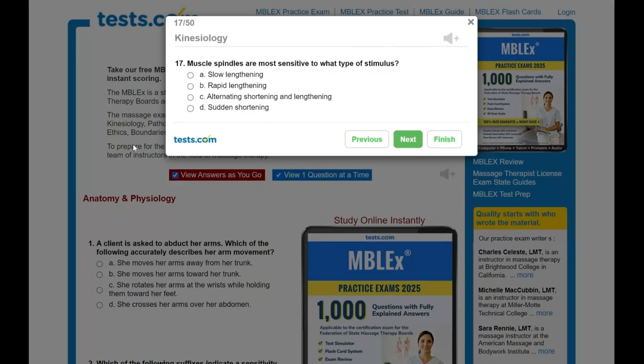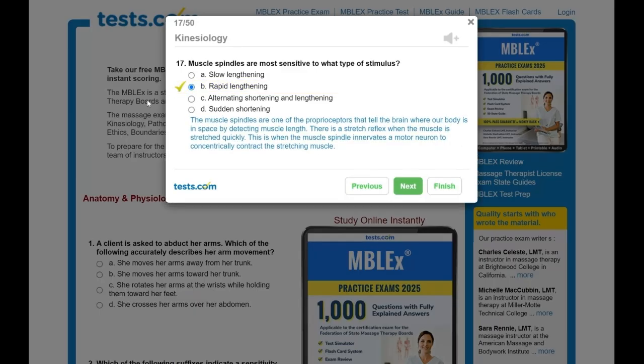Question 17. Muscle spindles are most sensitive to what type of stimulus? A. Slow lengthening. B. Rapid lengthening. C. Alternating shortening and lengthening. D. Sudden shortening. B. Rapid lengthening. The muscle spindles are one of the proprioceptors that tell the brain where our body is in space by detecting muscle length. There is a stretch reflex when the muscle is stretched quickly. This is when the muscle spindle innervates a motor neuron to concentrically contract the stretching muscle.